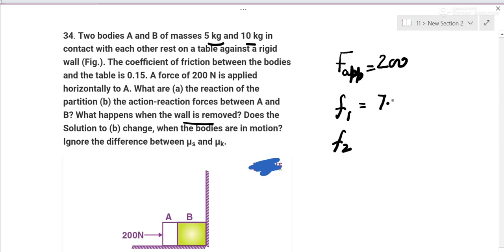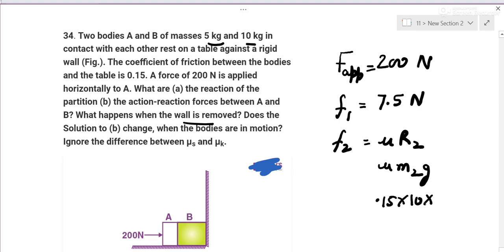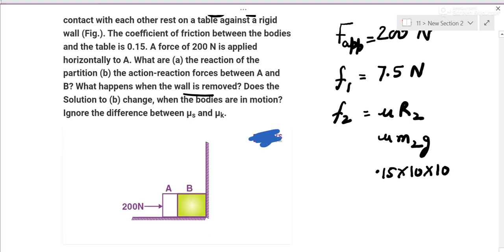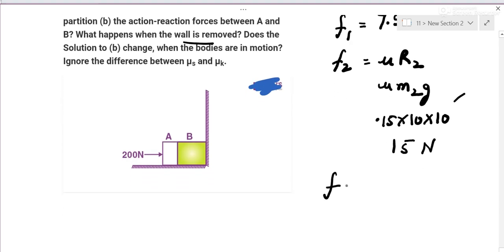Friction of 1 I have already found as 7.5 Newton. Let us find out friction of 2 also, which is mu into R2, which is mu into M2 G. It is that simple. Mu is this, mass 2 is 10, so it is 15. This is the second friction. We can sum up both the frictions. So net friction is equal to 7.5 plus 15, that is 22.5.